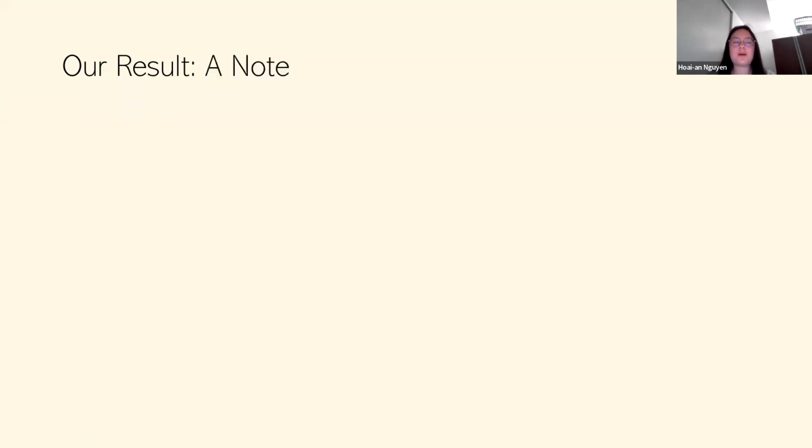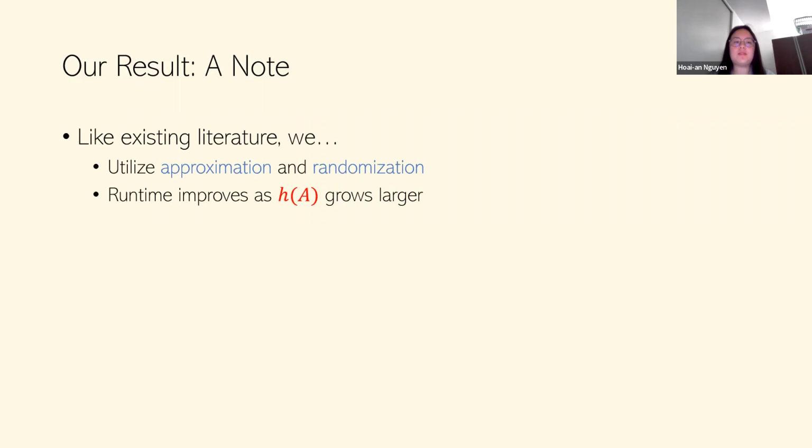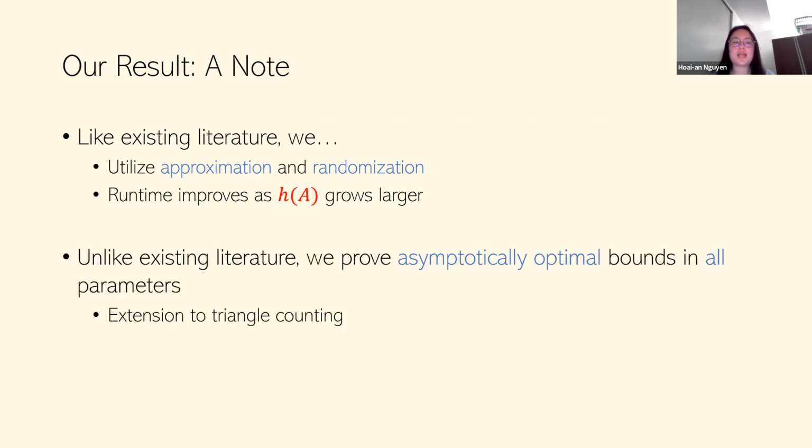A note about our result. The first is that, like existing literature on sublinear algorithms, we utilize both approximation and randomization. It's easy to see that both are necessary if we want to compute the h-index in sublinear time. Second, the runtime of our algorithm improves as h of A grows larger. However, unlike existing literature, we prove asymptotically optimal bounds in all parameters involved. And then we extend this to triangle counting.